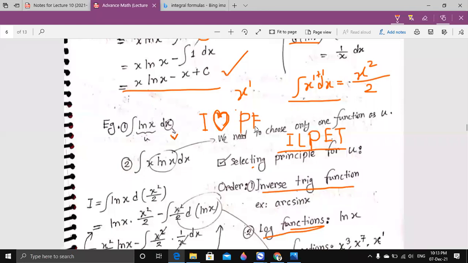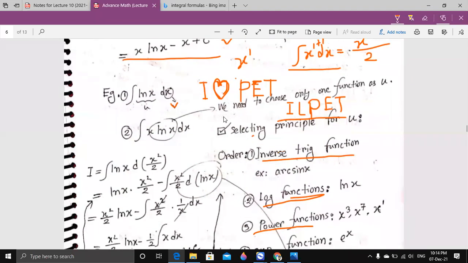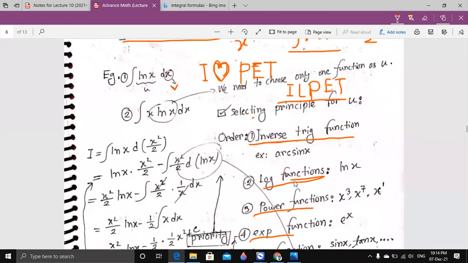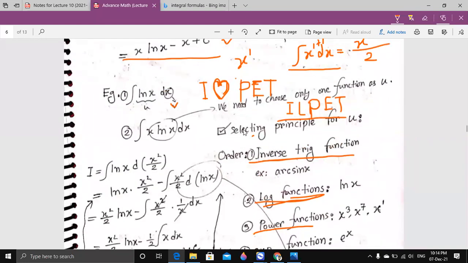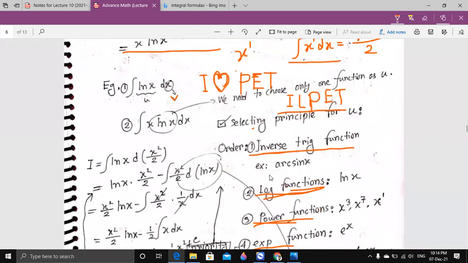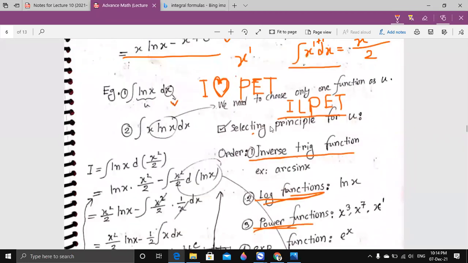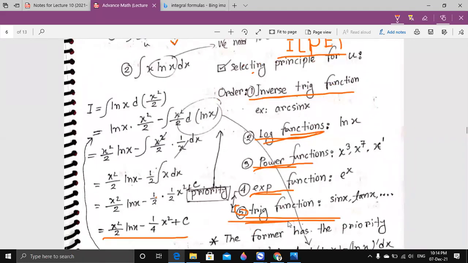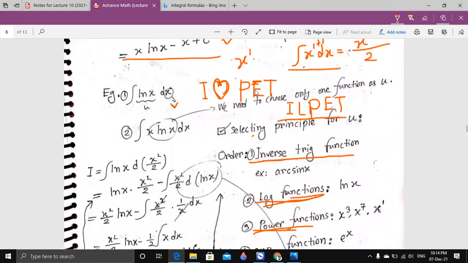So this is the selecting principle, okay? I made this trick just now. So I love pet means I for inverse trigonometric function, L for log function, P for power function, E for exponent function, and T for trigonometric function. Okay, I love it. Wow. Nice technique.